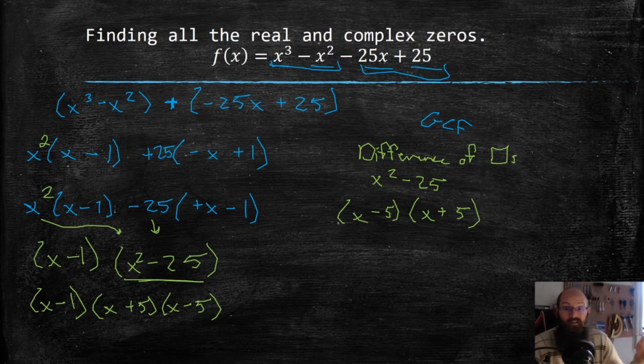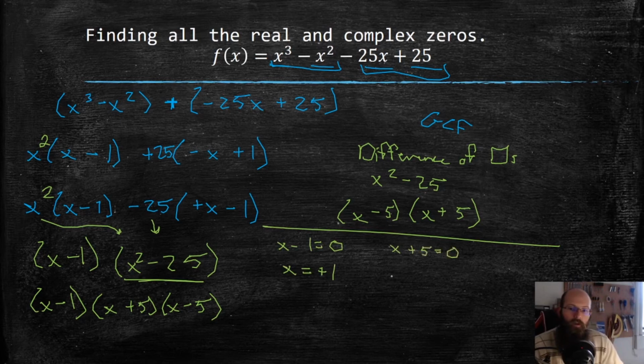And now I actually need to find the zeros. Right? I've broken this down, but I haven't actually found anything. So I'm going to do that right here. I have an x minus 1 equals 0. That gets me x equals positive 1. And then an x plus 5 equals 0, and that gets me x equals negative 5. And then I have an x minus 5 equals 0, and that gets me x equals 5.